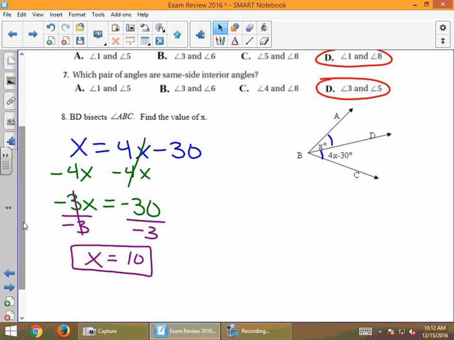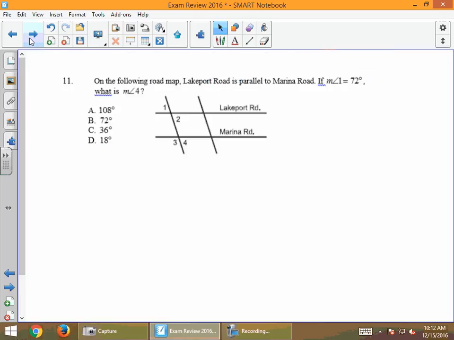Flip to the other side, please. Moving on to 11. So, number 11. On the following road map, Lakeport Road is parallel to Marina Road. If the measure of angle 1 is 72, what's the measure of angle 4?